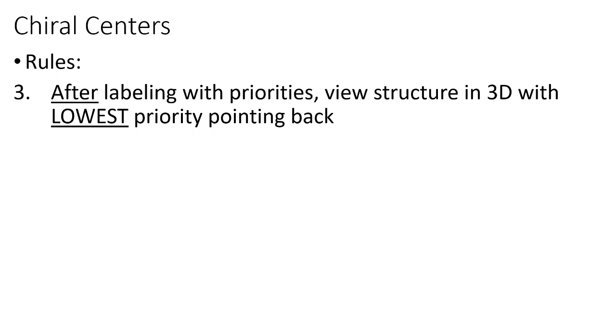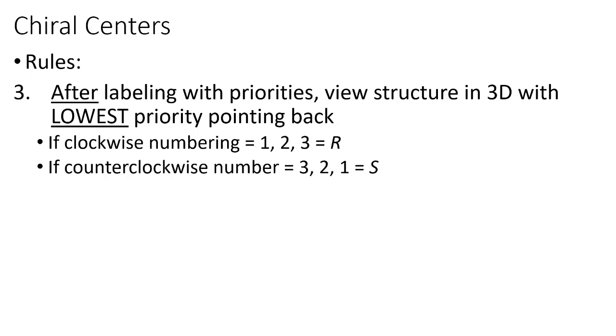So remember, sp3 hybridized centers. We're going to take priority number 4 and point it back behind the plane of the screen. I'm then going to focus on the other 3 priorities. If those other 3 priorities are in a clockwise numbering order, so 1, 2, 3 around the chiral center, we label that designation as the R chiral center. If we have a counterclockwise 3, 2, 1, I'm then going to label that stereocenter as the S stereocenter.